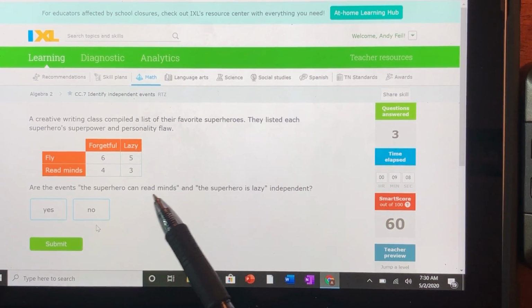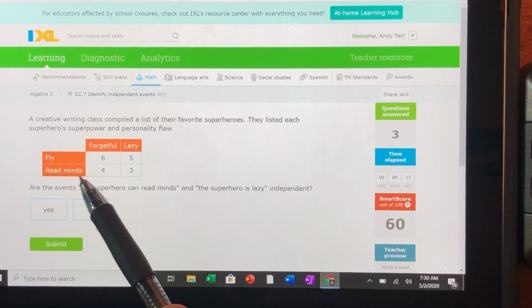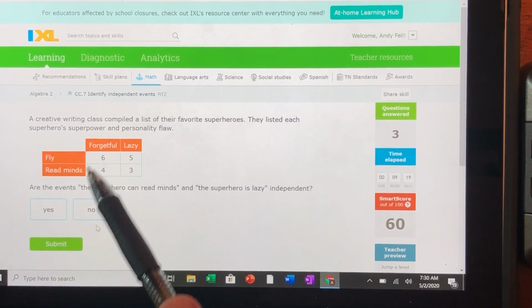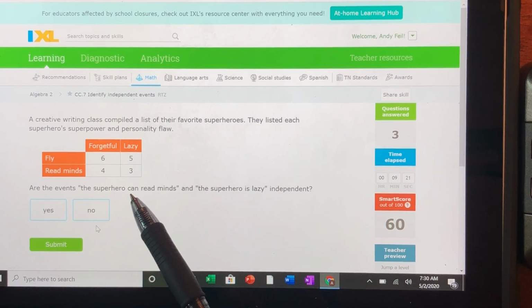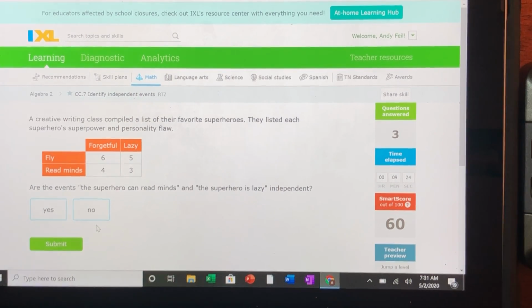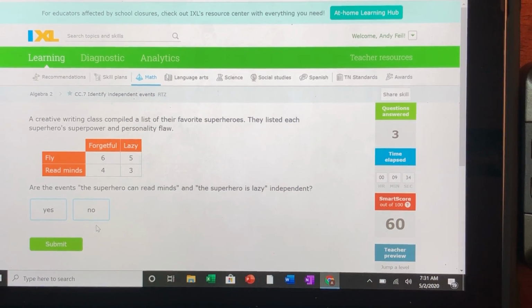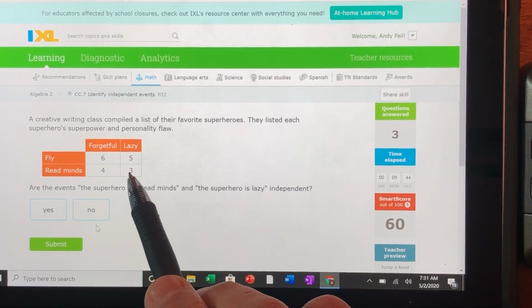What's the probability that a superhero can read minds? Let's see, how many are in the sample space here? We've got 6 and 5, that's 11, 15, we've got 18 total. So can read minds, that's 7 out of 18. I'm going to write that on my paper before I bring it over here. 7 out of 18. Superhero is lazy, that is 8 out of 18. Okay. Can read minds and is lazy, that would be 3 out of 18.